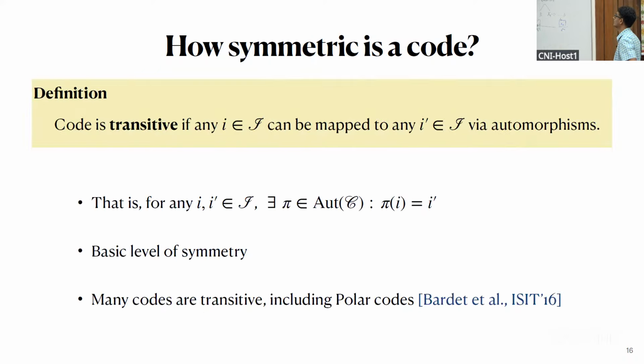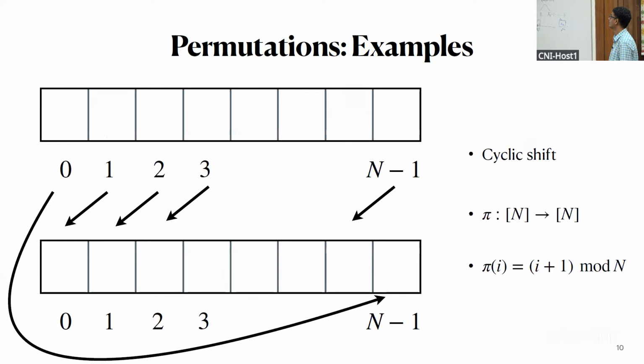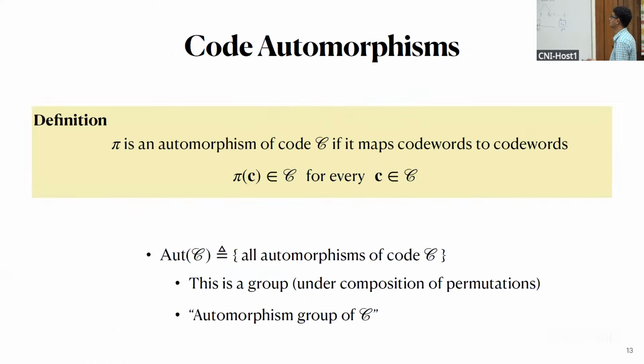So how do you determine how symmetric a code is? One way to talk about symmetry is in terms of transitivity. You say that a code is transitive, or its automorphism group is transitive, if any index can be mapped to any other index just through automorphisms. You can see that immediately for a cyclic code: simply by doing left shifts, you can move from any index to any other index. So this is a transitive code. If your automorphism group contains all these cyclic shifts, then it's transitive.